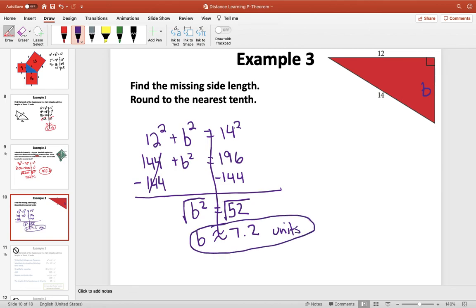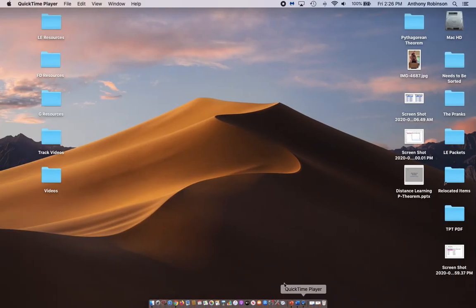Okay, so that is the basics of the Pythagorean Theorem. I hope you find this helpful. And if you guys have any questions, feel free to email myself or Miss Olson.